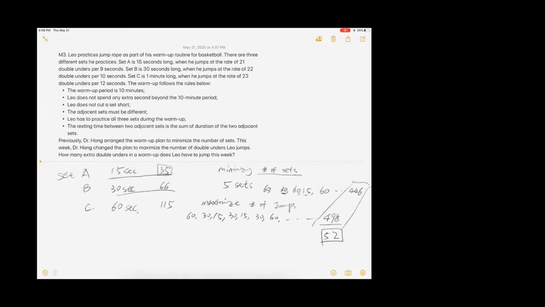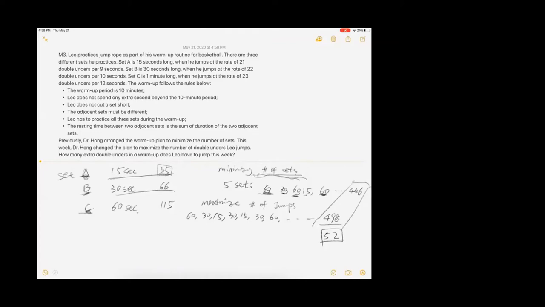Let me explain the rationale. First of all, if you want to minimize the number of sets, you want to put in as many long sets as possible. If we consider C a long set, A a short set and B a medium set, you have to put in as many long sets as possible. That means you want to stack as many 60 second sets as possible.